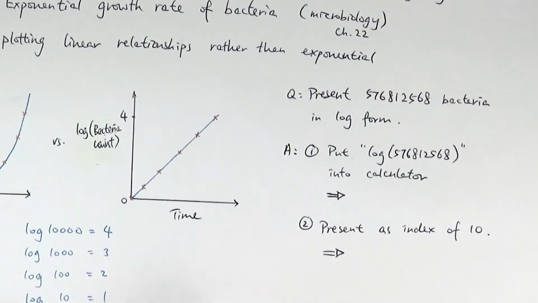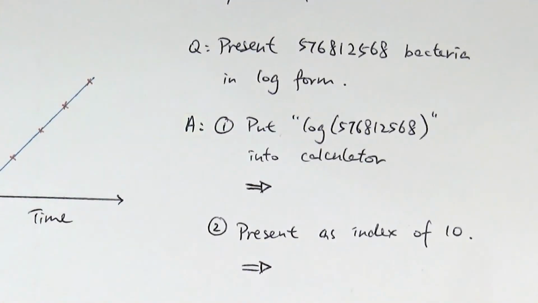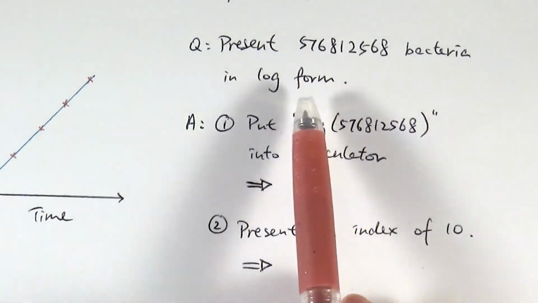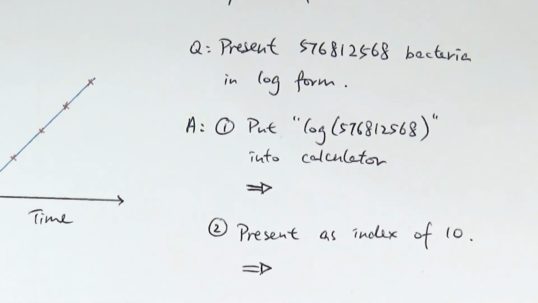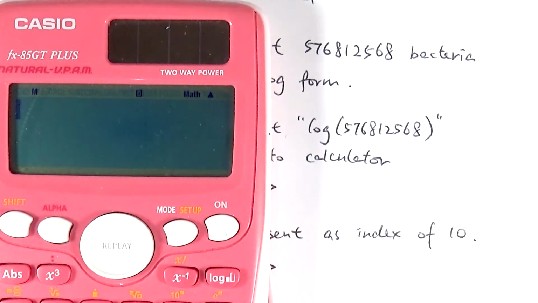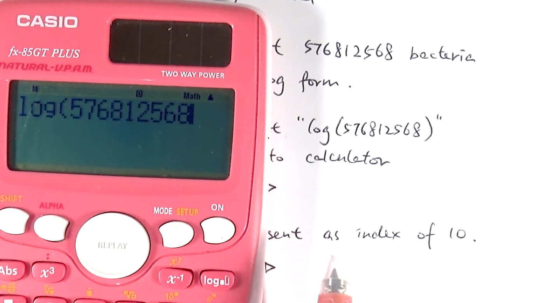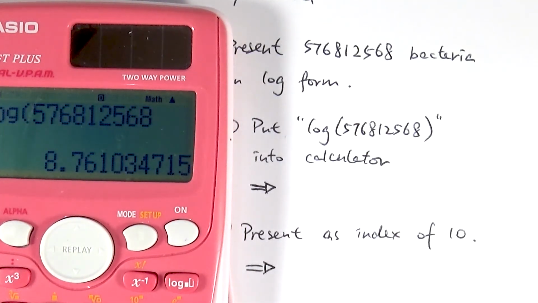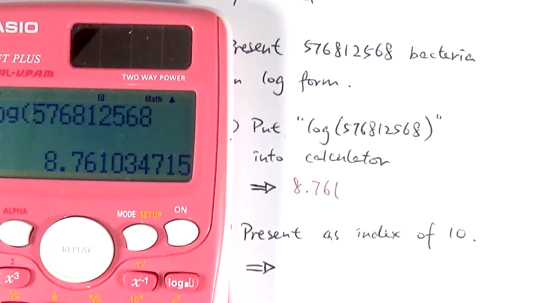Another type of question that came up in last year's paper was about presenting a massive number in log form. So here are the procedures. Let's say I've got this many bacteria and I need to present it in log form. Step number 1 is to put log. You literally just type in log and then type in that number. In this case, I put in log, and then I put in the numbers. Sometimes in the exam, double check that your numbers are correct. Yep, it's correct. Then I press enter, and I get this number, 8.761. So let's say it's 3 decimal places.